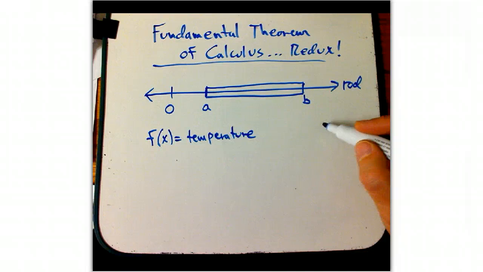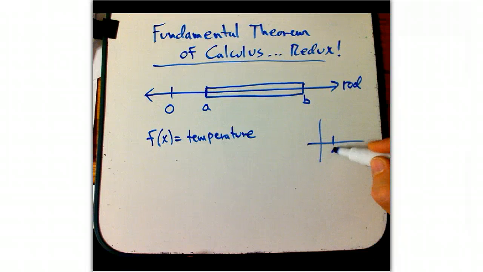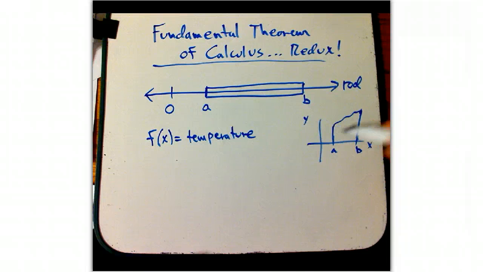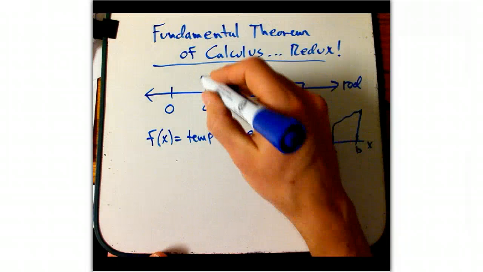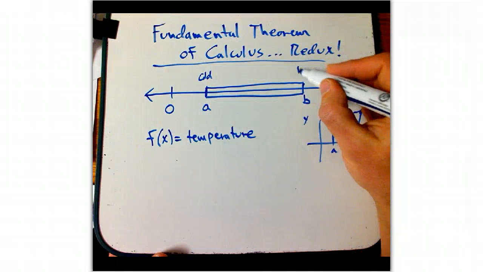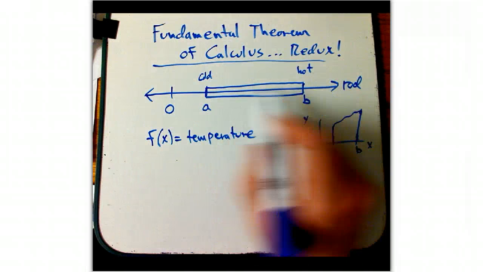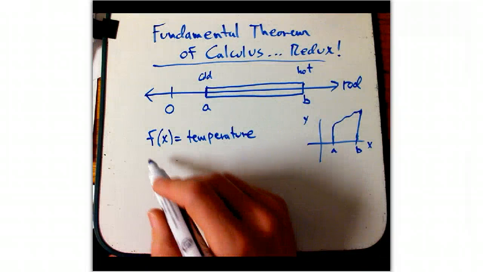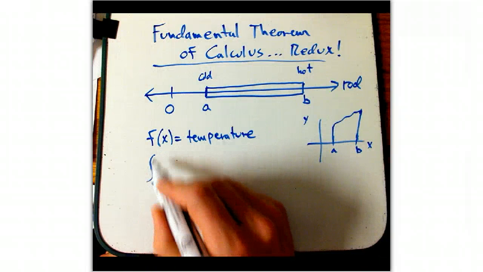Okay, we could draw the graph, certainly, A to B, and maybe it's colder on this side than here. It's hotter over here, so I'll put cold, hot. But I want to stay in one dimension as much as possible, because in the multivariable setting, we won't necessarily have extra dimensions to work with. Okay, and so I want to think about this version of the fundamental theorem.